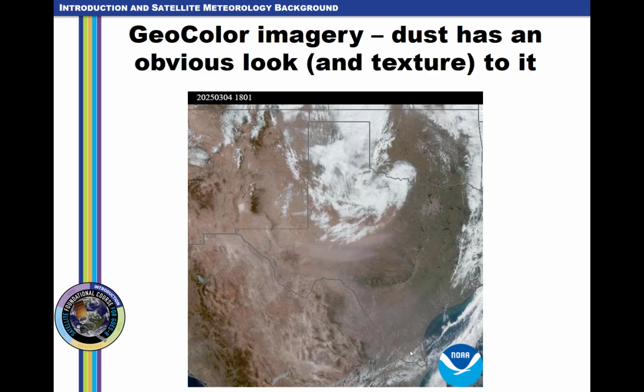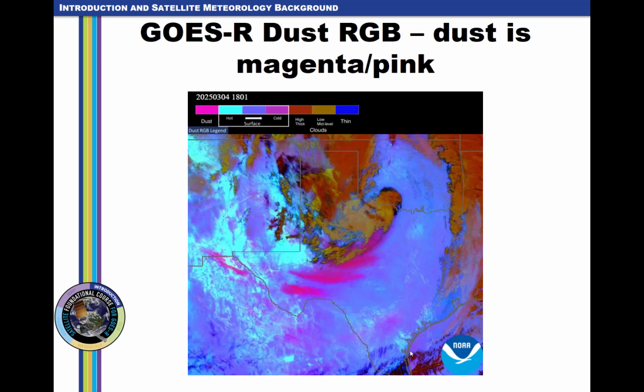Here's another example. This is a geocolor image approximating true color imagery. There's a dust plume over parts of Texas. If you look carefully enough, maybe you see 3 separate plumes. The dust RGB similarly highlights where dust is present, and it does show 3 separate plumes distinctly.